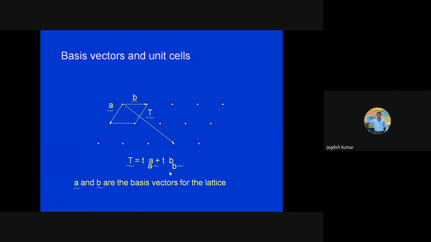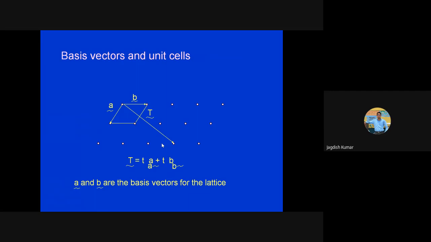On the other hand, if the translation is done such that, in t1a plus t2b or n1a plus n2b, one of them is not an integer, for example, you do a translation by 2 units along a, but along b it is 2.5 units, then that translation operation is not a symmetry operation, because in that case the surrounding will change and you will no longer be on a lattice point. So that is not a symmetry operation.